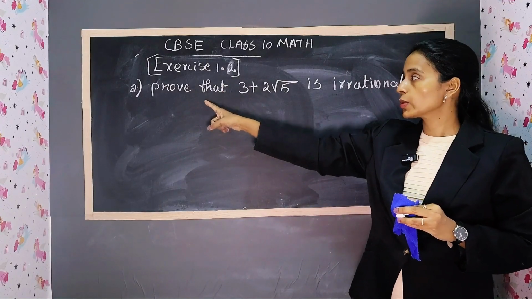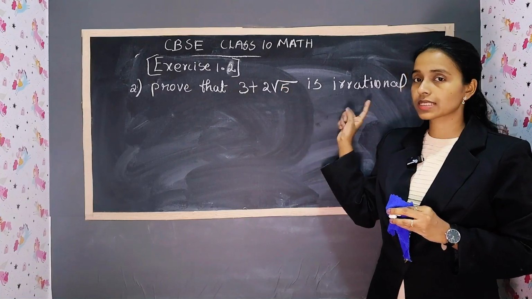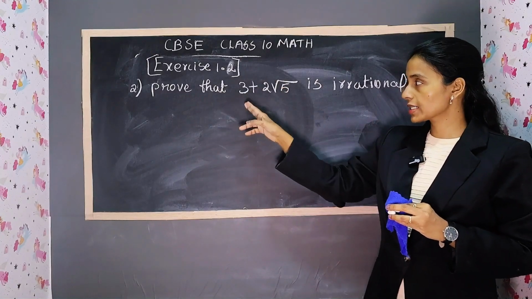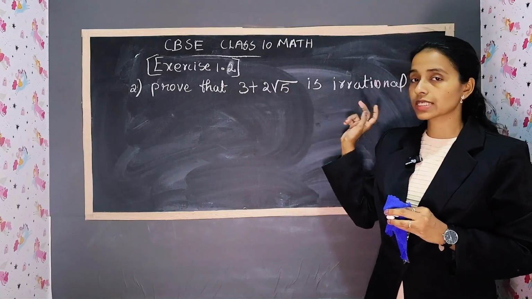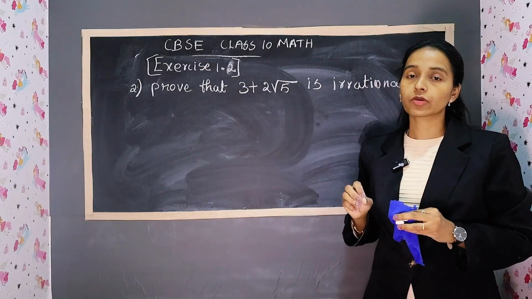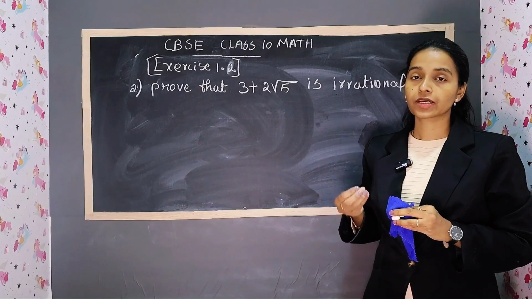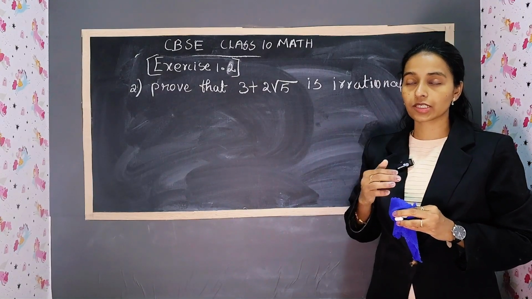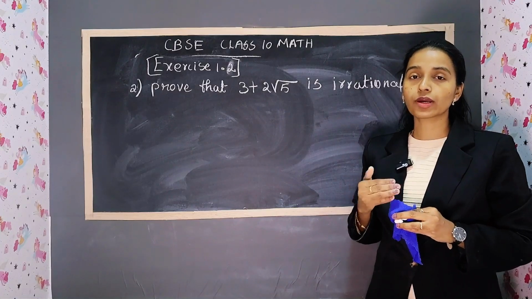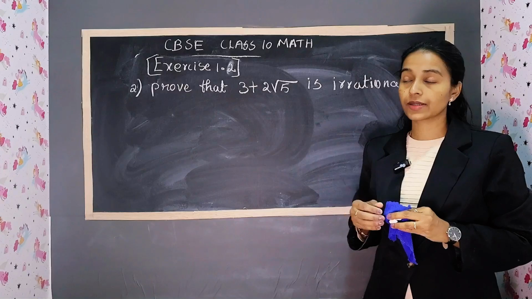Second question. Prove that 3 plus 2 square root of 5 is irrational. In every problem you have to follow some steps, right? If you follow my previous classes, you will be able to understand all the steps. Just go through everything so that you can understand these concepts easily.